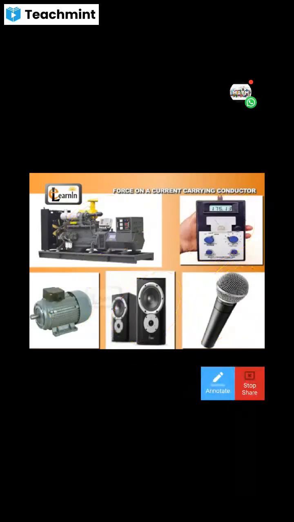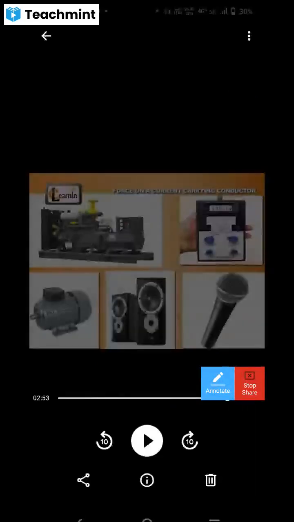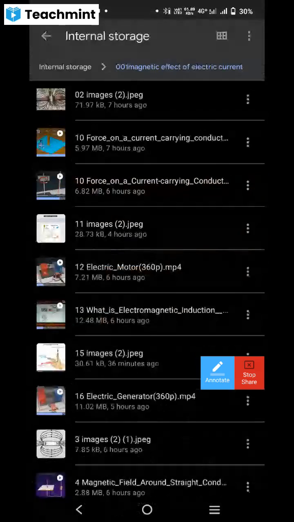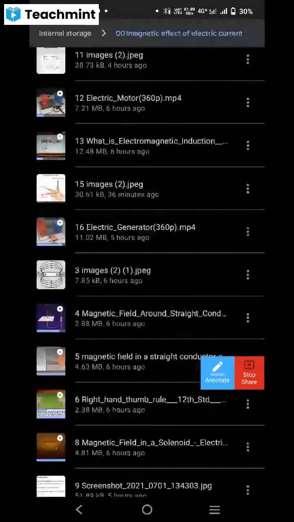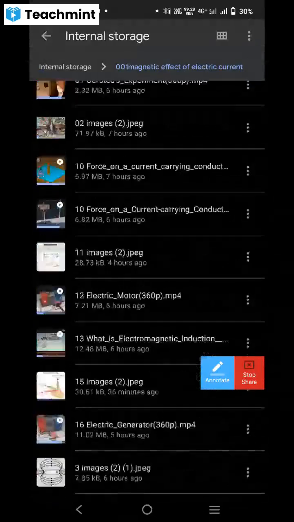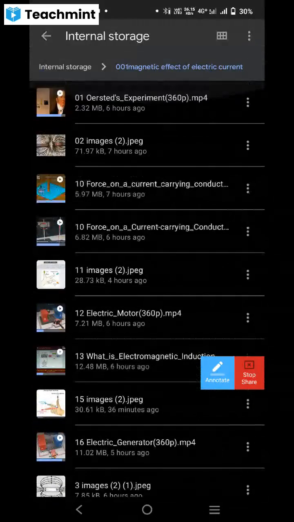So these are all working on the principle of Fleming's left hand rule. I will show you that. Left hand rule along with the right hand thumb rule. Here it is. Fleming left hand rule.